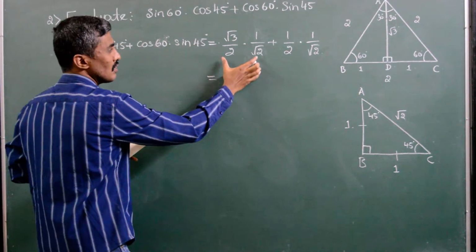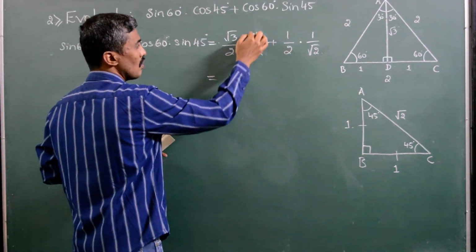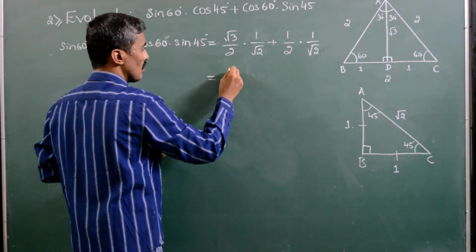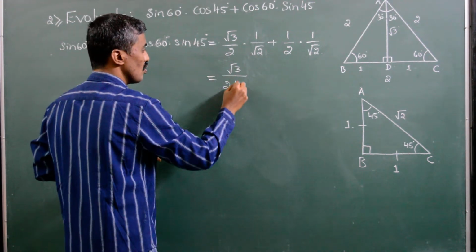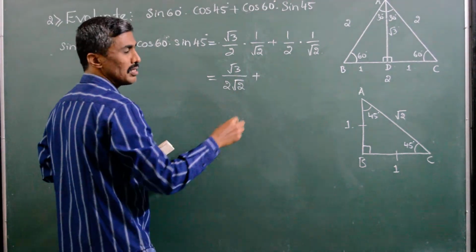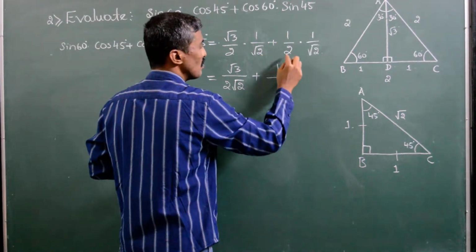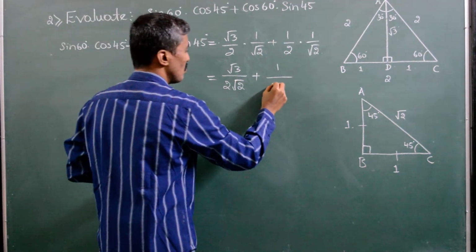Now multiply these two: root 3 by 2 into 1 by root 2. So root 3 into 1, root 3, divided by 2 into root 2, 2 root 2, plus 1 into 1, 1 divided by 2 into root 2, 2 root 2.